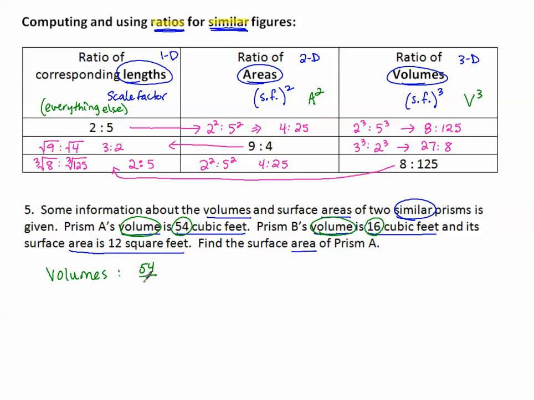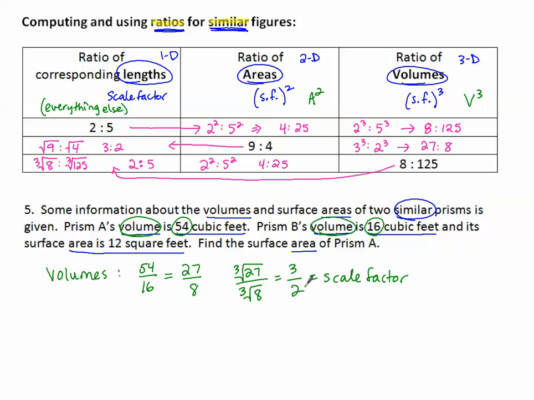54 over 16. First thing we're going to do is simplify that. 27 over 8. Now we're going to figure out the cube root, and we're not going to say equals. Cube root of 27 and the cube root of 8. Well, we did that earlier. Cube root of 27 is 3, cube root of 8 is 2. So the scale factor, which we always want to get to first, is 3 over 2.